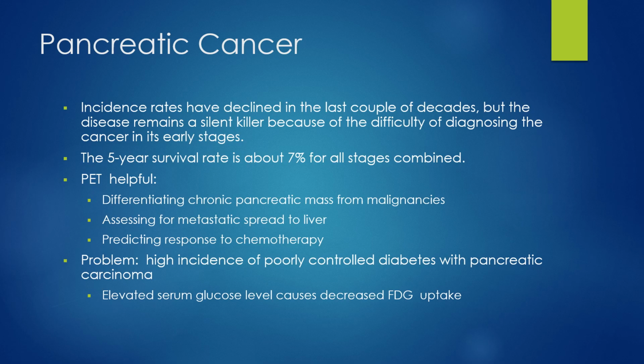PET can be helpful for differentiating chronic pancreatic mass from malignancies, assessing for metastatic spread to the liver, and predicting response to chemotherapy. One problem is a high incidence of poorly controlled diabetes with pancreatic carcinoma, and elevated serum glucose levels cause decreased FDG uptake. So if you think about what your pancreas does and how it helps to maintain your blood sugar, of course, when you have cancer there, that can lead to problems with digestion because your pancreas releases digestive enzymes. And then it can also lead to problems maintaining your blood sugar, which complicates the ability to do FDG scans.